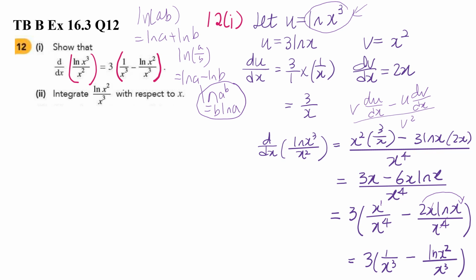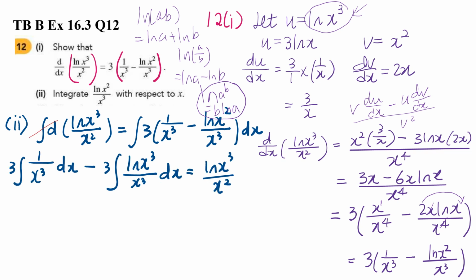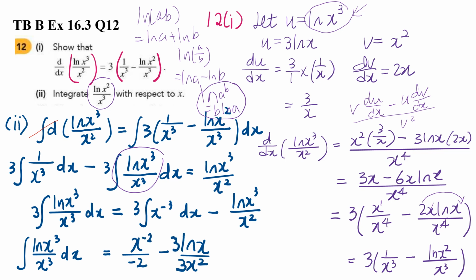So for part 2, make use of part i's answer. Add the integral sign, and then these two cancel off each other. Make this the subject, because you're finding this. Integrate this means we're finding this, so make that the subject. And we're going to multiply by 1/3 throughout. Because if you look at what you're supposed to find, there should not be a constant 3 there. So we're just going to times 1/3 throughout.